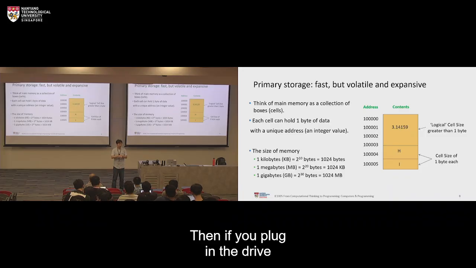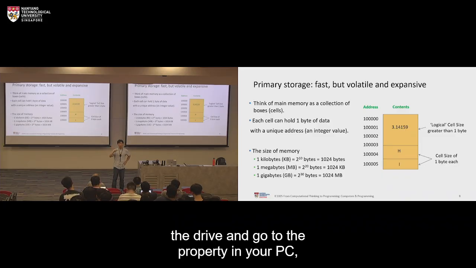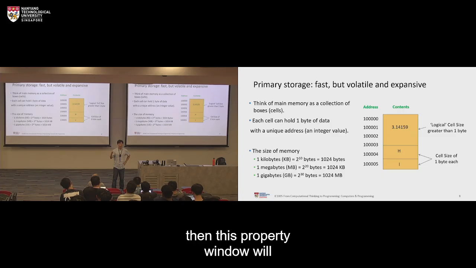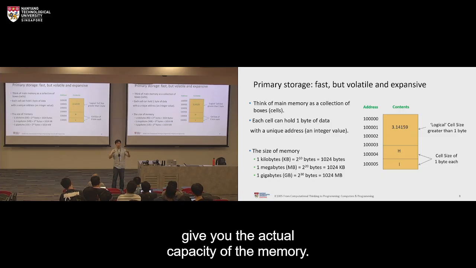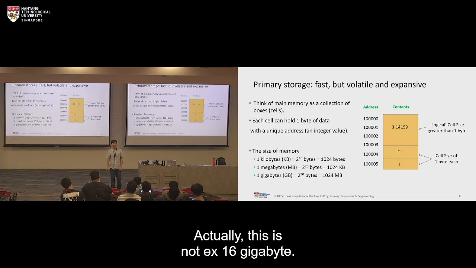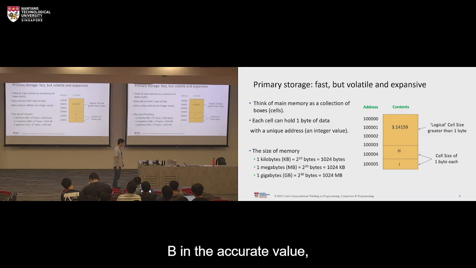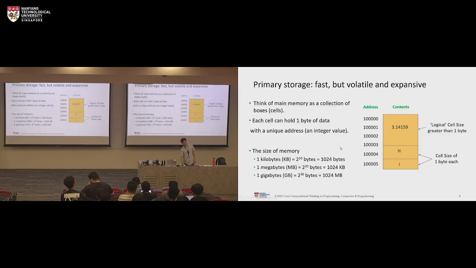Then, if you plug in this thumb drive, you will see the icon of that drive, and go to the properties in your PC. Then this properties window will give you the actual capacity of the memory. Actually, this is not exactly 16 gigabytes, because in the accurate value, it counts this byte.